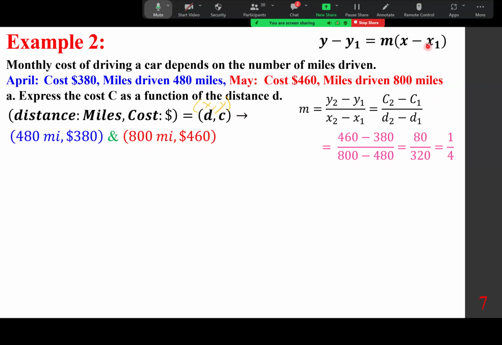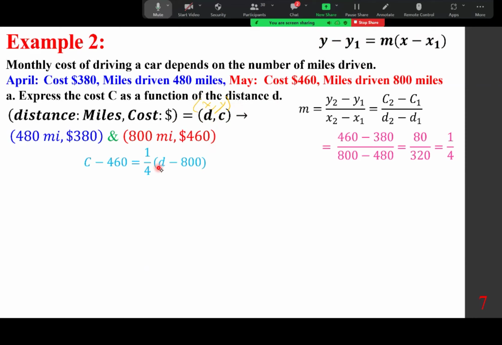y minus y1 is equal to m times x minus x sub 1. So x and y gives you that. C and d gives you c minus c1 equals m times d minus d1. So you choose one of these two pairs. So c, for example, this one, c minus 460 is m, which is 1/4, times x, which becomes d minus 800. So please look at this one, compare, and write this accordingly.